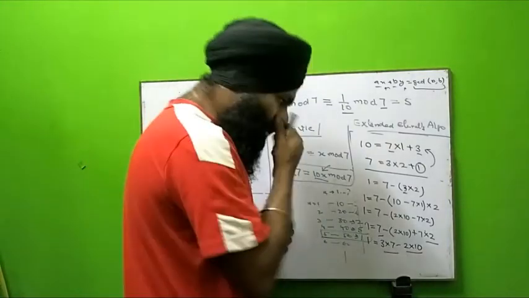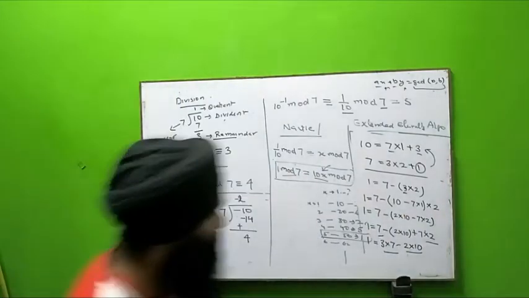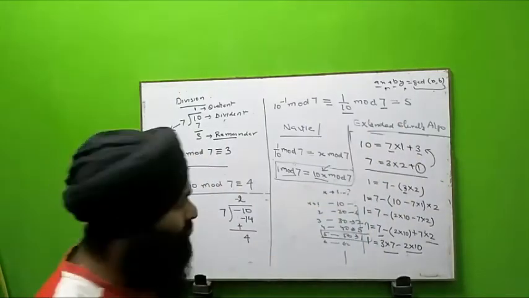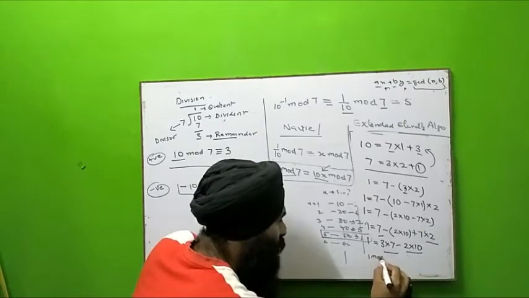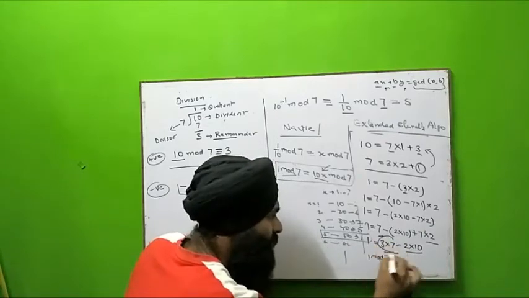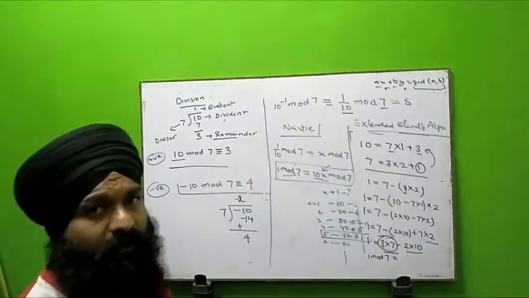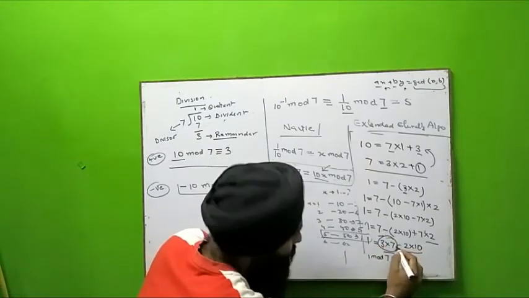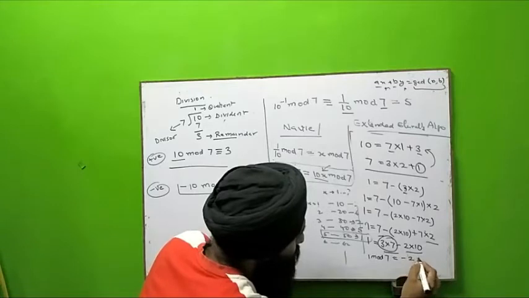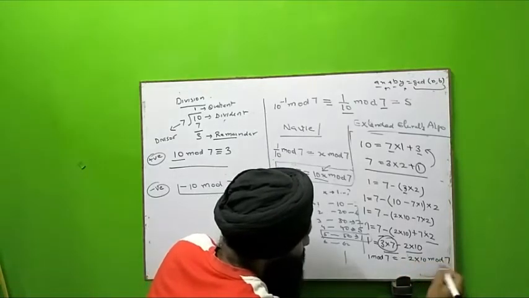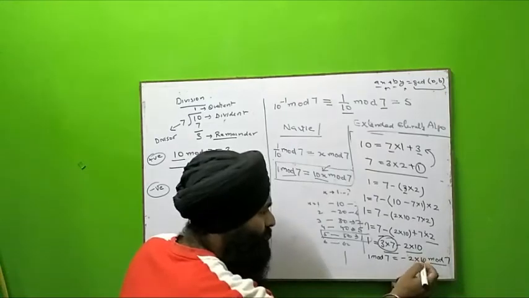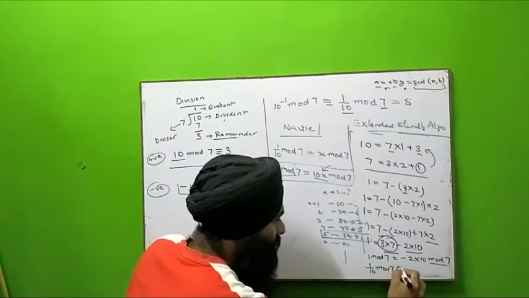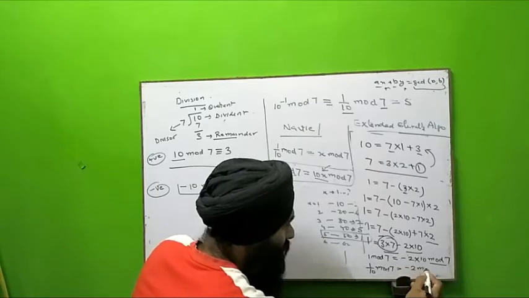Now the further step is taking the mod. We take mod 7 on both sides, so 1 mod 7 is equal to, again, the multiple of 7 gives 0 as we already discussed in the extended Euclidean algorithm. So we have minus 2 into 10 mod 7, which gives the inverse of 10 mod 7, that is equal to minus 2 mod 7.